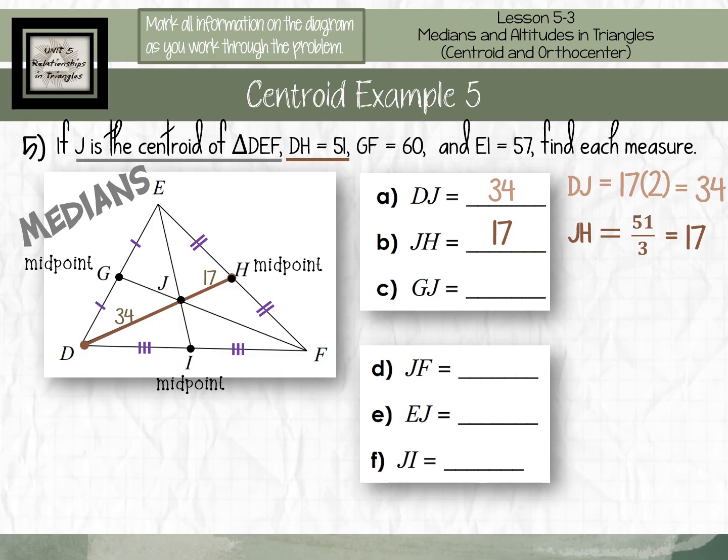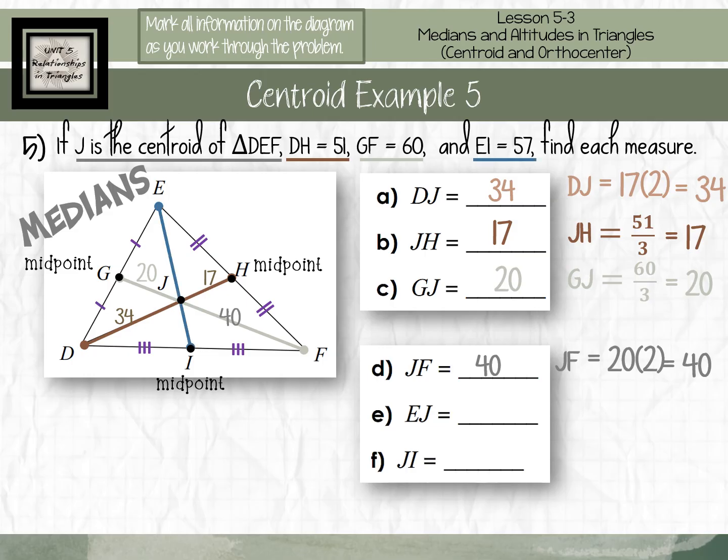Don't always do them in order. Makes more sense the other way. Length of segment GF is 60. There's another entire median. Easiest part, get the shorter end. So divided by 3, we get 20 for the length of segment GJ. If we double that, we get the length of segment JF, which is 40. Segment addition postulate, just check. 20 plus 40, 60. Yes.